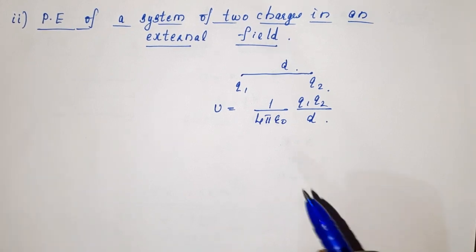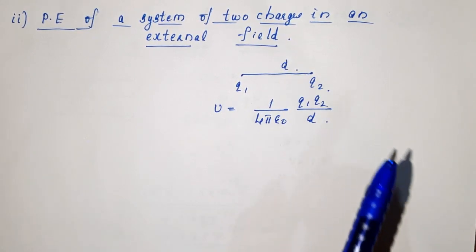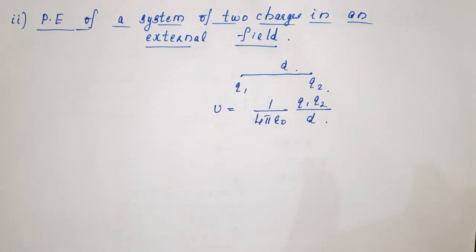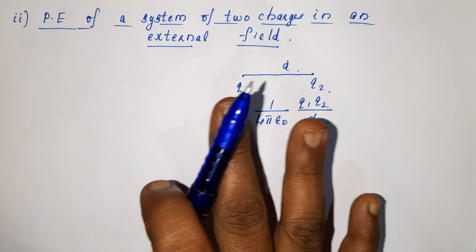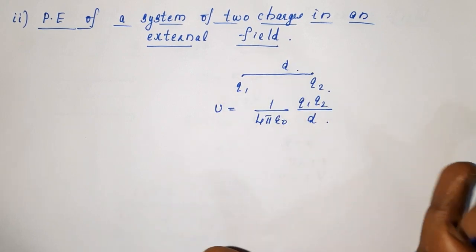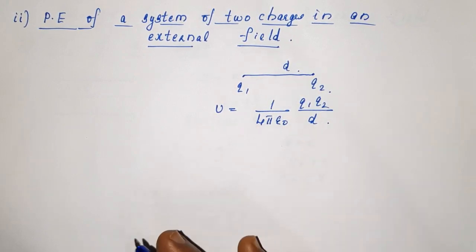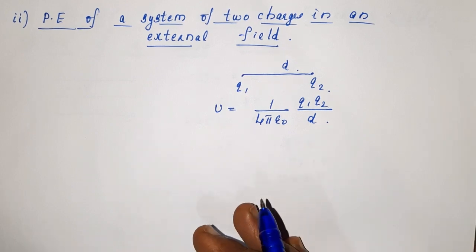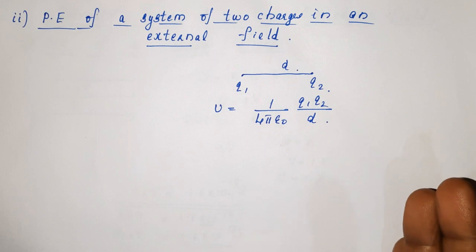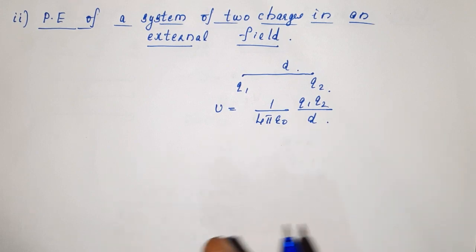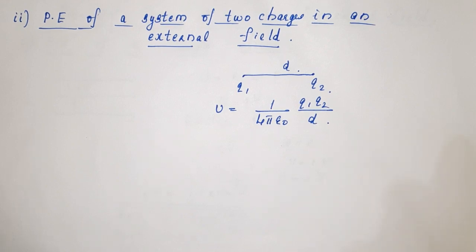Remember, these two charges are not kept in an electric field. In that case we haven't specified the presence of an external field. But here what is the difference? Here there is an electric field. Yesterday we already discussed potential energy of a system of charges in the absence of external field. Now we are discussing potential energy in the presence of external field, and we are discussing it for only a system of two charges. Got it? The difference. Now let's discuss.